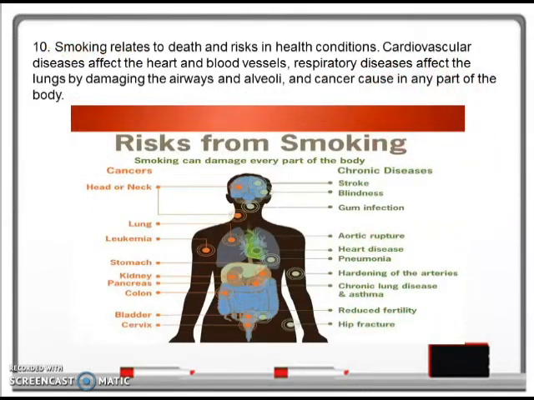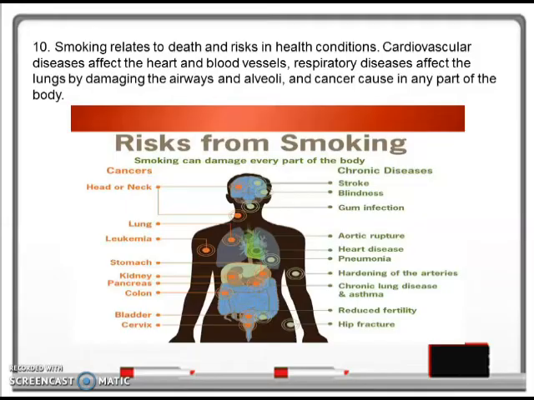And number 10, smoking relates to death and risk in health conditions. Smoking affects the respiratory and the circulatory system, but has many other effects on the body. Cardiovascular diseases affect the heart and blood vessels. Respiratory diseases affect the lungs by damaging the airways and alveoli, and cancer caused in any part of the body.